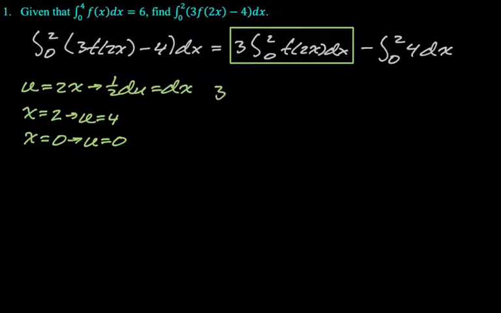So the 3 is still there. The dx is 1/2 du, so I'm going to pull out the 1/2. Our lower bound is still 0. The upper bound changed from 2 to 4, so we're now going from 0 to 4, f of u du, and then minus that original one. Let's keep going and evaluate this one.